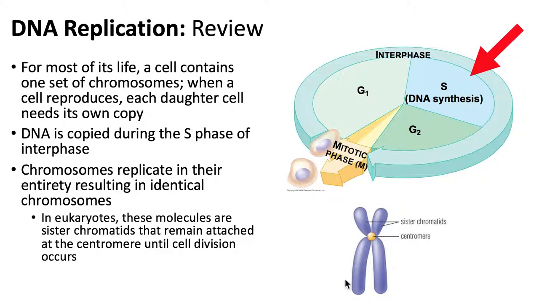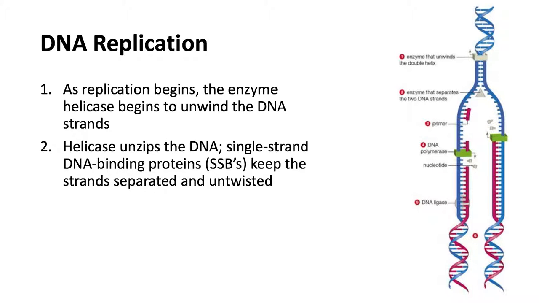Now, chromosomes replicate in their entirety, resulting in identical chromosomes, right? And in eukaryotes, we know that these copies are called sister chromatids, and they're held together with the centromere, and they're attached until they're pulled apart in anaphase. All right, but the copying of DNA replication is today's topic, and that's something that happens in the S phase of interphase.